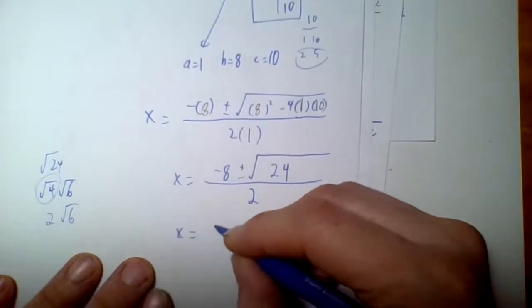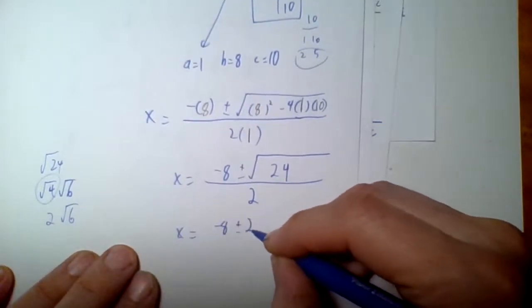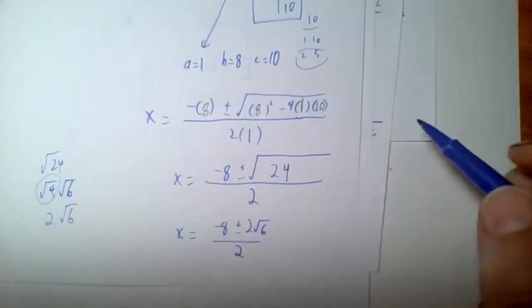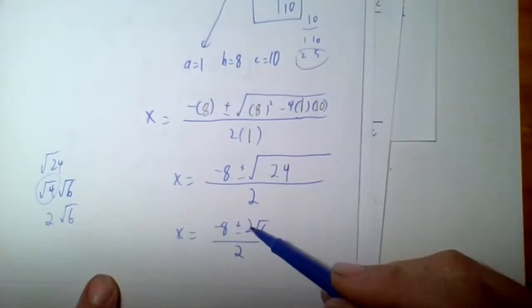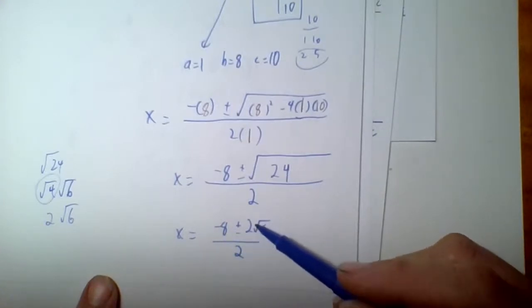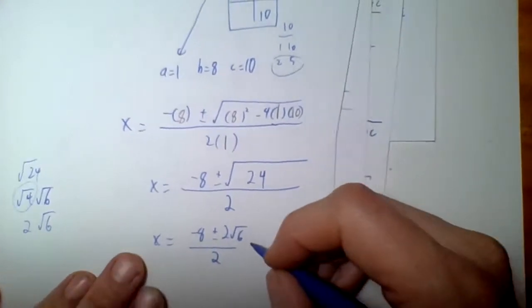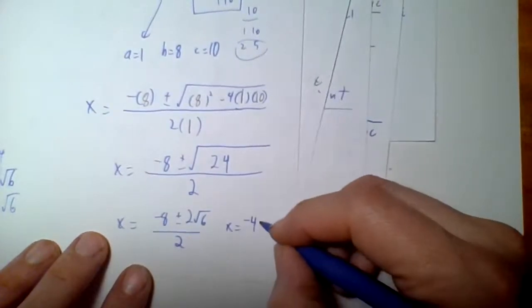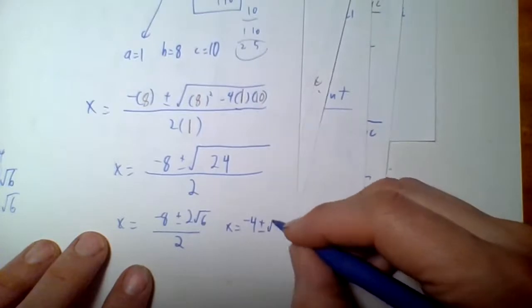So I got 2 radical 6. I got x equals negative 8 plus or minus 2 square root of 6 over 2. Now, I got a common factor of 2 everywhere. So I can actually divide out the 2. I can take it out of every term because it's a common factor there. So I could just say negative 4 plus or minus the square root of 6.